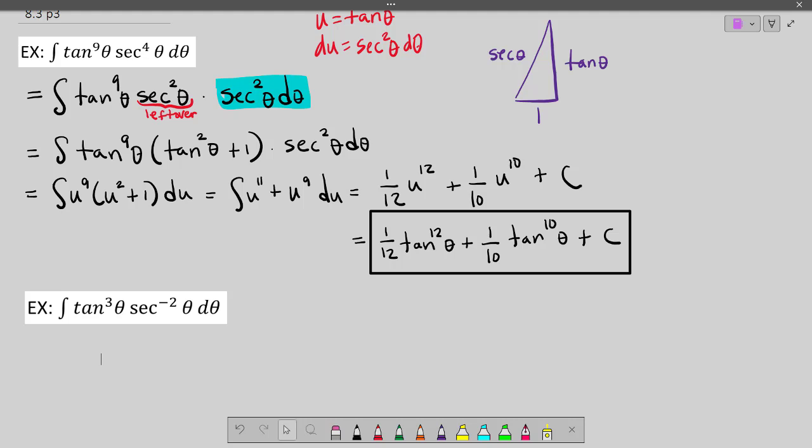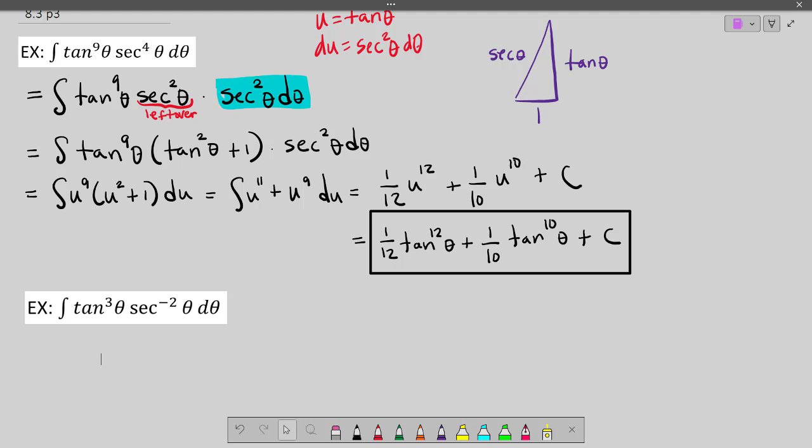But if the power on tangent's odd and you pull off a tangent, then the power on tangent becomes even. We would have a tangent to the eighth. So if we went the other way here, that would be a lot more work. We have two choices. We could convert secant squared, or we could convert tangent to the eighth. So I chose to convert secant squared. Converting secant squared is a lot easier than tangent to the eighth.